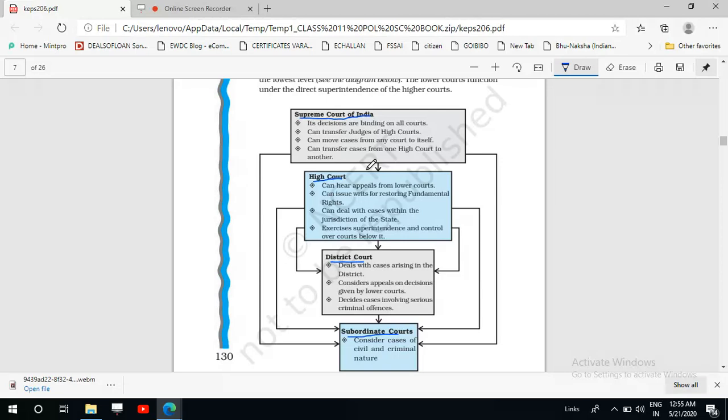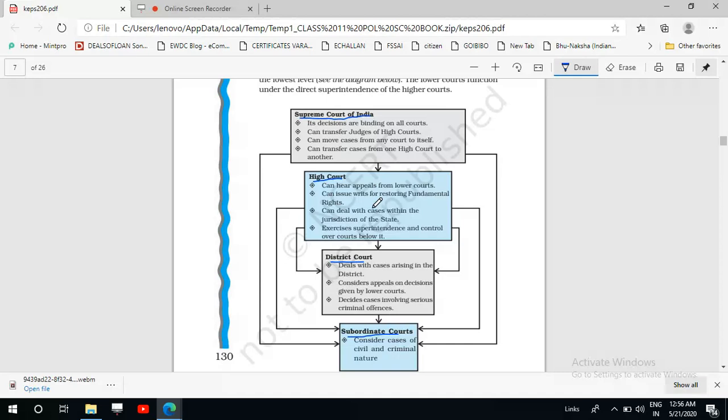So transfer of judges is done by the Supreme Court, and the Supreme Court can move cases from any court to itself, be it a high court or district court or subordinate court. If the case contains some substantial matter, then the Supreme Court can use its authority to move cases from any court to itself. Then it can transfer cases from one high court to another also.